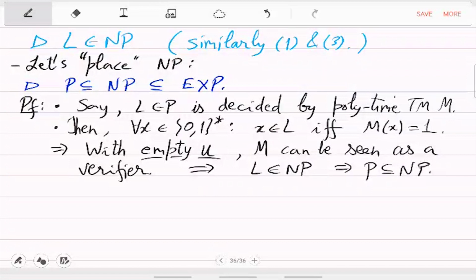That's the easy part. Now, but NP may also have hard problems, right? Problems which are much harder than polynomial time, like this subset sum, TSP, integer programming. So, what is an upper bound on them? Upper bound are these brute force algorithms which are in EXP. So, let us now do that part.